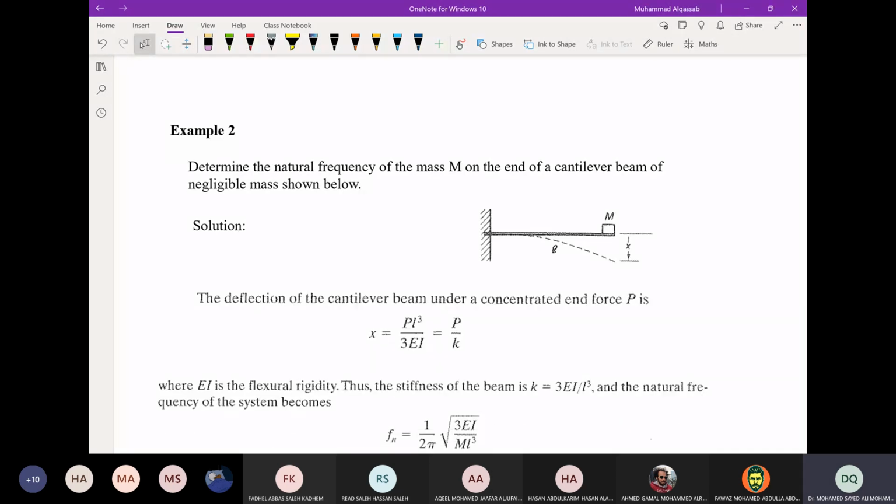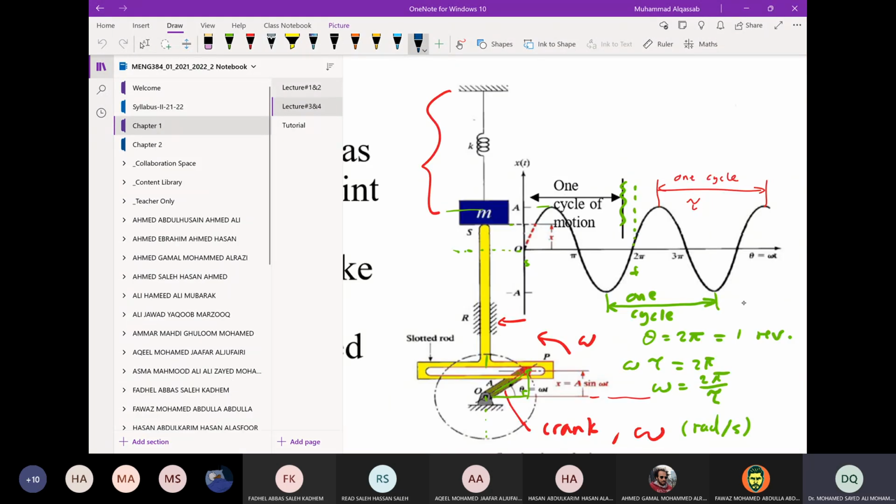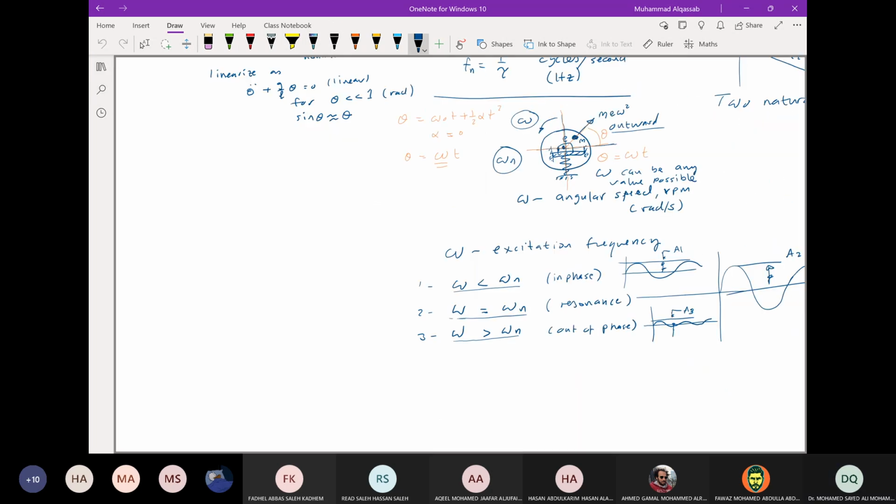Remember in chapter 1, we talked about stiffness. There was a stiffness table.